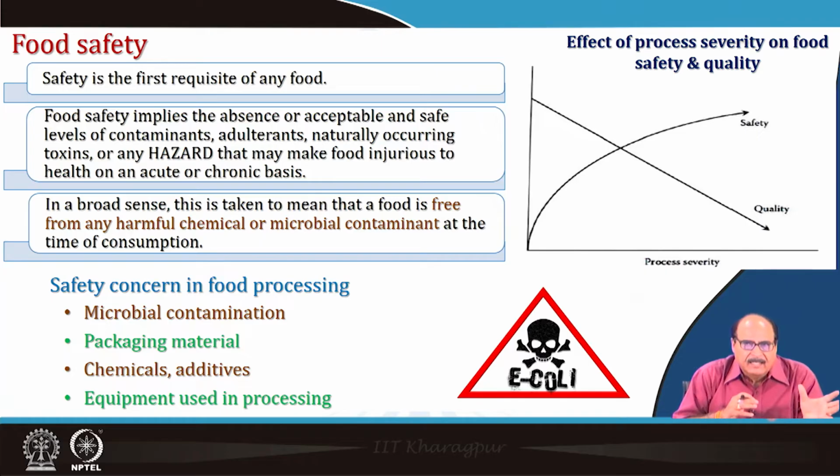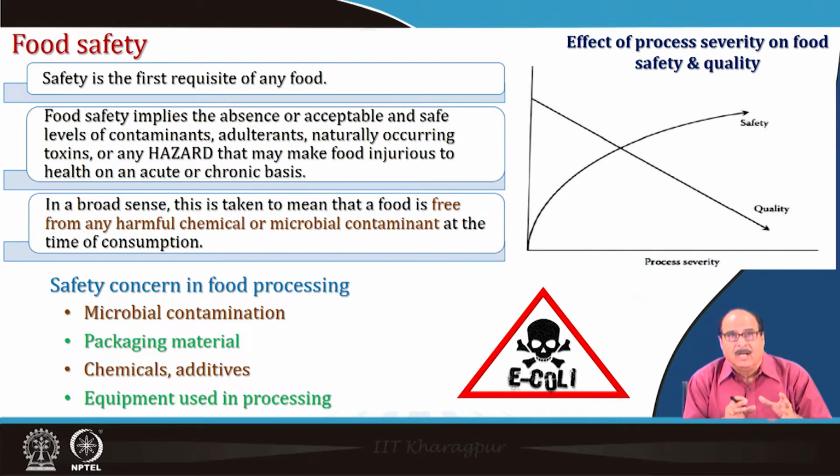In the last lecture, last week, we discussed the various methods to determine food quality attributes, QA and QC, where we studied what quality means and what safety is. Safety is the first prerequisite of any food. Food safety implies the absence, or acceptable and safe level, of contaminants, adulterants, naturally occurring toxins, or any hazard that may make the food injurious to health on an acute or chronic basis.